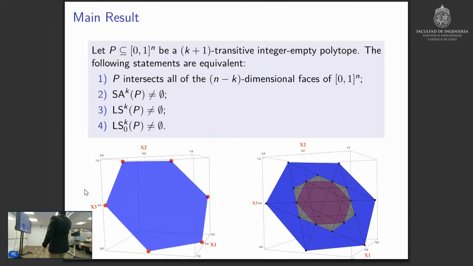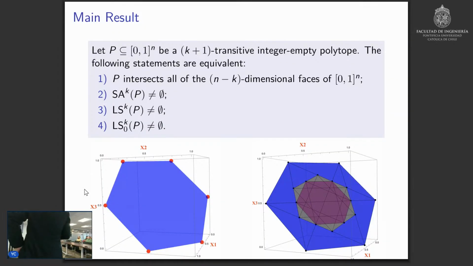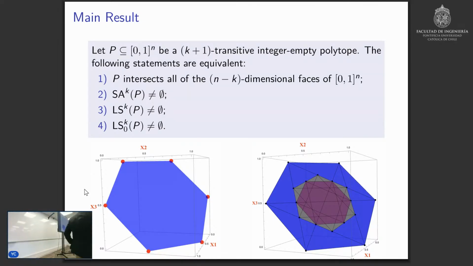So now let me tell you about our main result, okay? Let's go back to this example that I introduced before: the convex hull of all the permutations of the vector (1, 1/2, 0). Now you can see that this polytope is integer empty. There are no integer points here. Everything is fractional. And we're going to apply our main theorem.